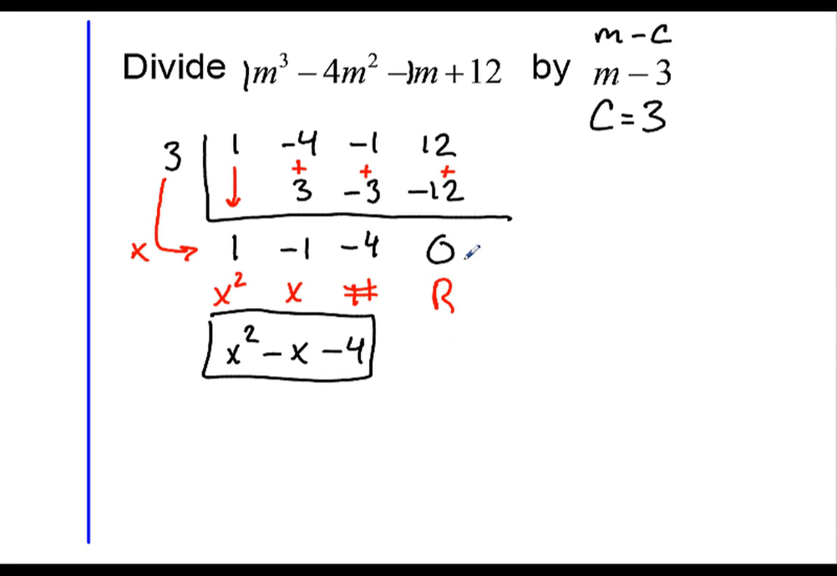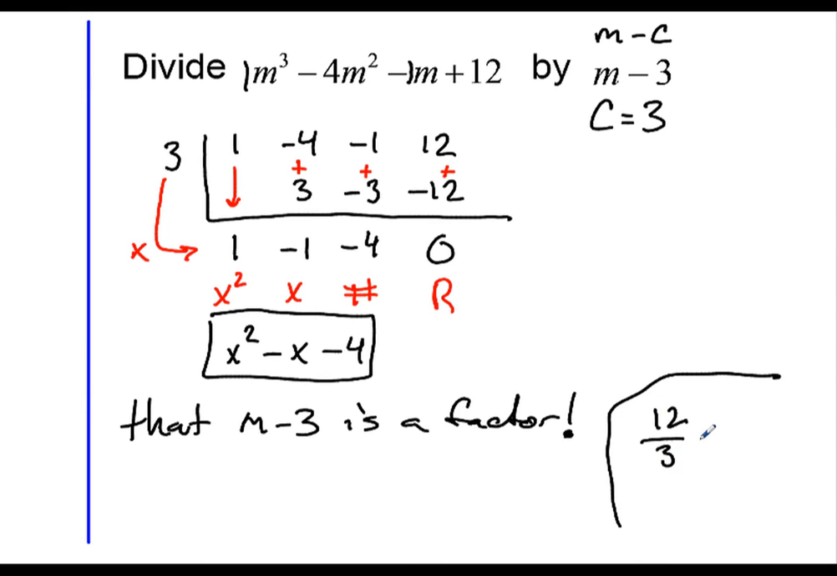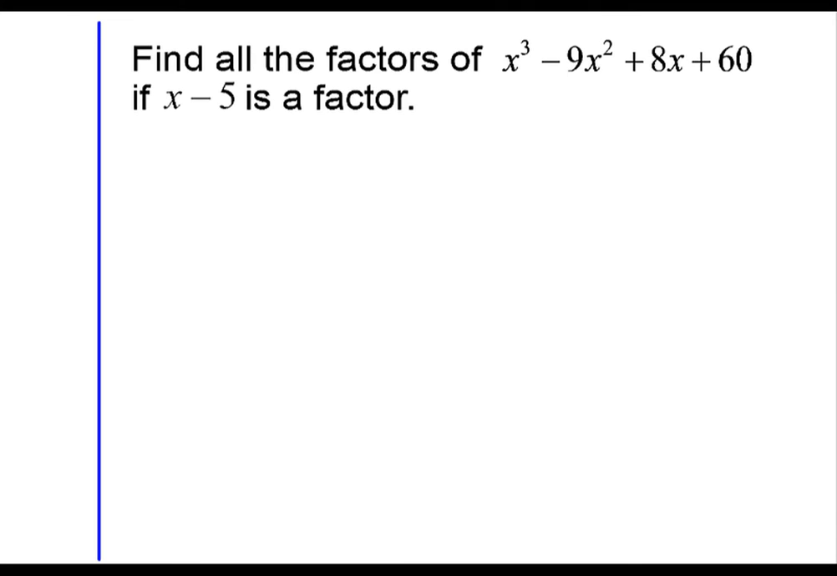Do know that when there is no remainder, it means that what you were dividing by from the very beginning, m minus 3, is a factor. So not only is the answer from division x squared minus x minus 4, but we also now know that m minus 3 is a factor because it divides evenly into the polynomial. In the same way that if you divide 12 by 3, you get a 4. You get no remainders, and that is why 3 is a factor of 12. We can use this fact of getting a 0 remainder to continue and find all factors of a polynomial after we do division. So in this problem, let's figure out the c.